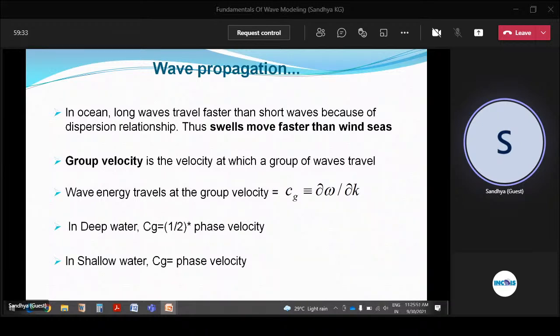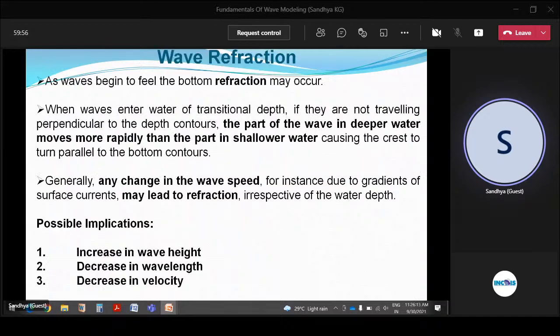Now, another concept is the group velocity, which is the velocity at which a group of waves travel. And the wave energy also travels at the group velocity. The expression for that is dou omega by dou k. It's a partial derivative. Now, in deep water, this group velocity is equal to half the phase velocity. And in shallow water, group velocity is equal to phase velocity. This much is about the wave propagation.